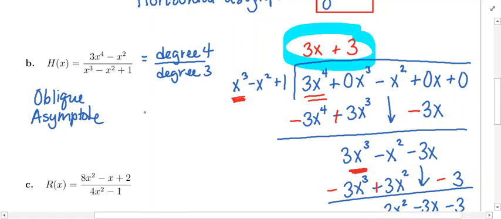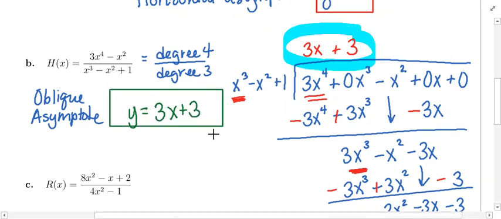So my oblique asymptote here has the format y equals 3x plus 3. You had to do this long division process to get it. Once you get the mx plus b popping up in the quotient, you're done. You don't have to worry about all the garbage that remains.